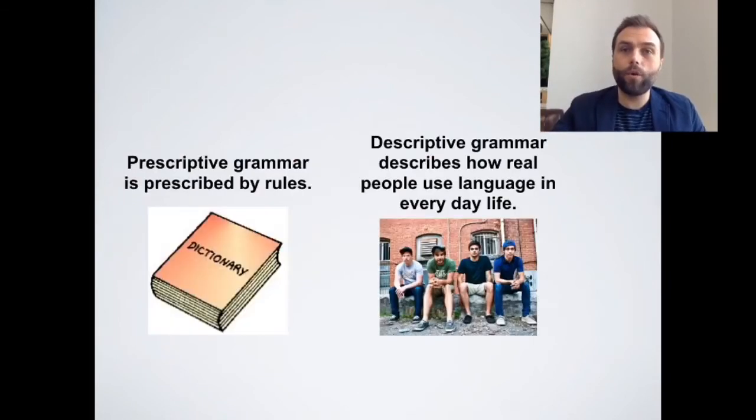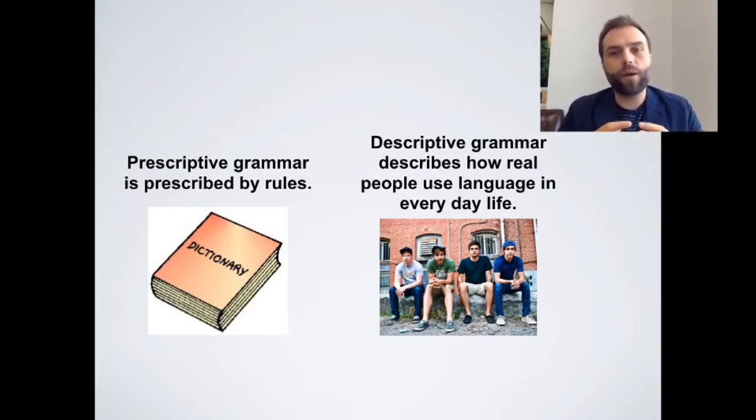And it's the same with grammar. There are different varieties of grammar. Okay, but let's look at this first. So prescriptive grammar is prescribed by rules. So the prescriptivist view is that there are grammar rules and that we should follow these rules. So it kind of focuses more on that side of the viewpoint.